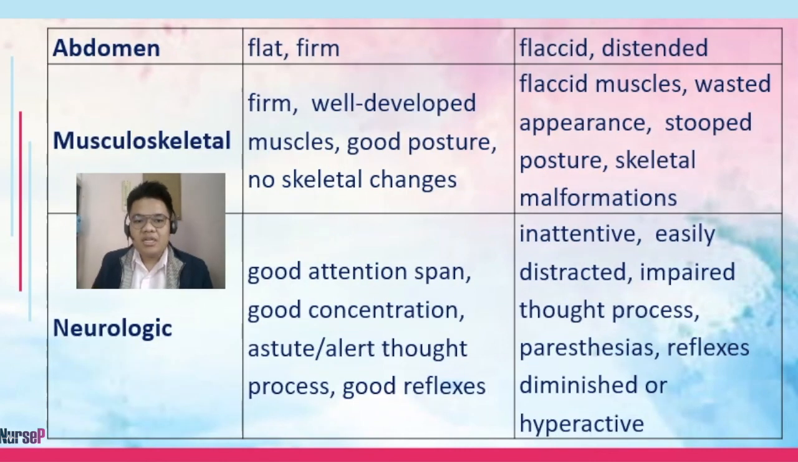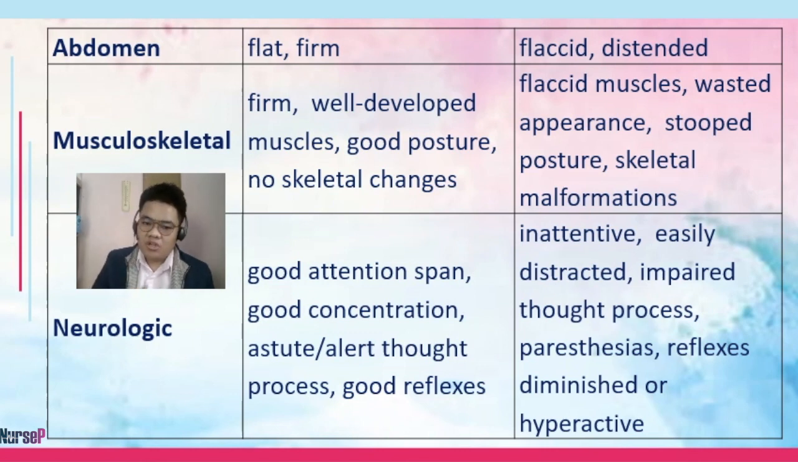Then abdomen. Okay, the abdomen would appear flat and firm in somebody who has good nutrition. Whereas flaccid abdomen and distended abdomen may indicate undernutrition and overnutrition, respectively. Musculoskeletal system. Remember, even though our problem is gastrointestinal system, if our patient would have problems with absorption, for example, if calcium is not properly absorbed in the small intestine, our patient would have flaccid muscles, wasted appearance, and then skeletal malformations. Okay, because your products, which are vital for the functioning of your muscles and bones, are also absorbed through your small intestine.